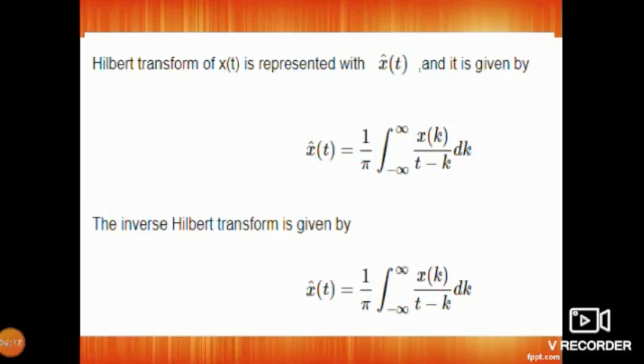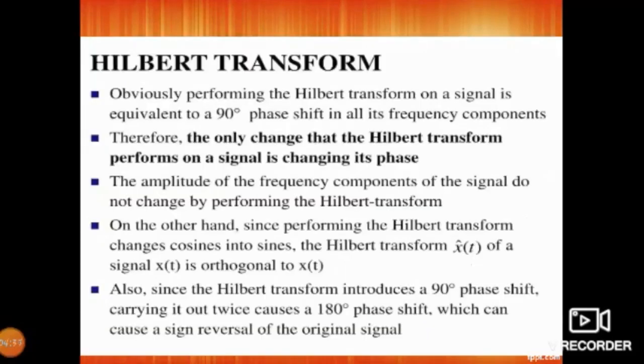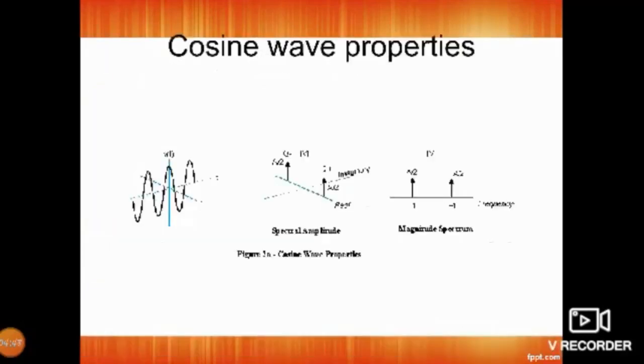x cap of t is represented as 1 by pi into the integral from minus infinity to plus infinity of x of k by t minus k dk. So simply we can say the Hilbert transform gives a minus 90 degree phase shift to all positive frequencies and a plus 90 degree phase shift to all negative frequencies. So the only change the Hilbert transform performs on the signal is a change in phase, that is a 90 degree change.